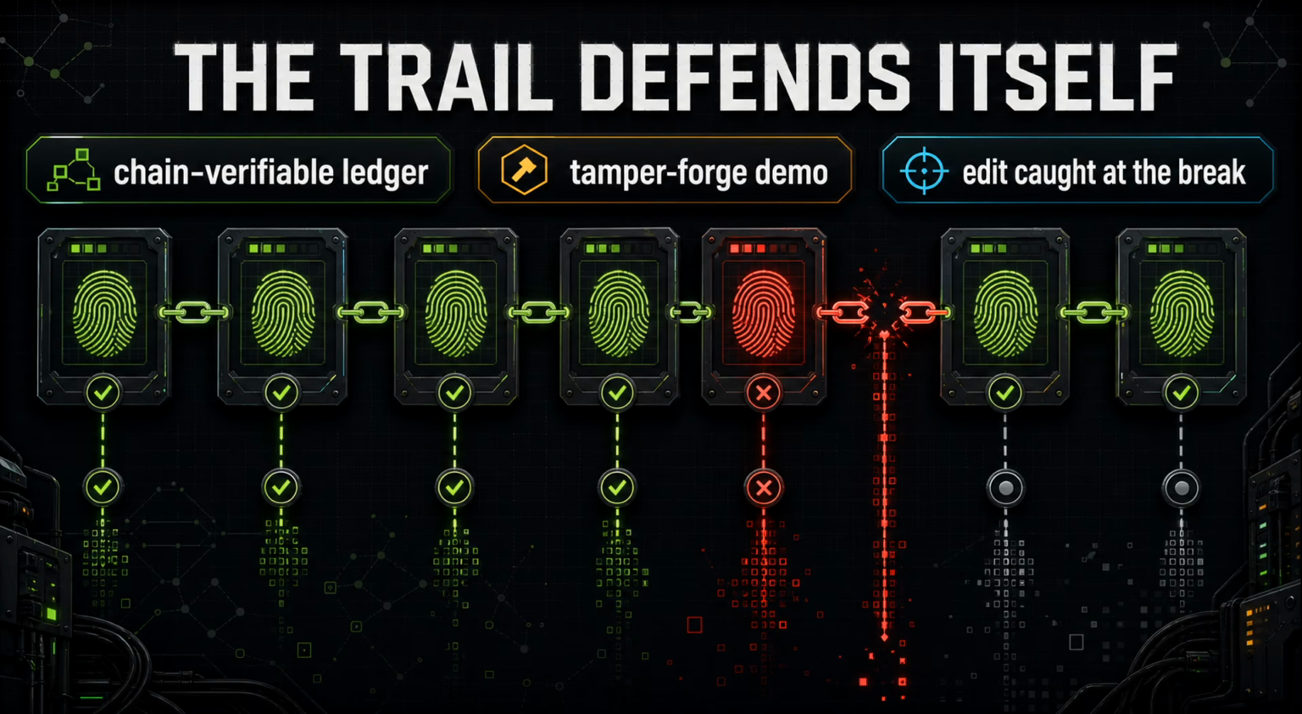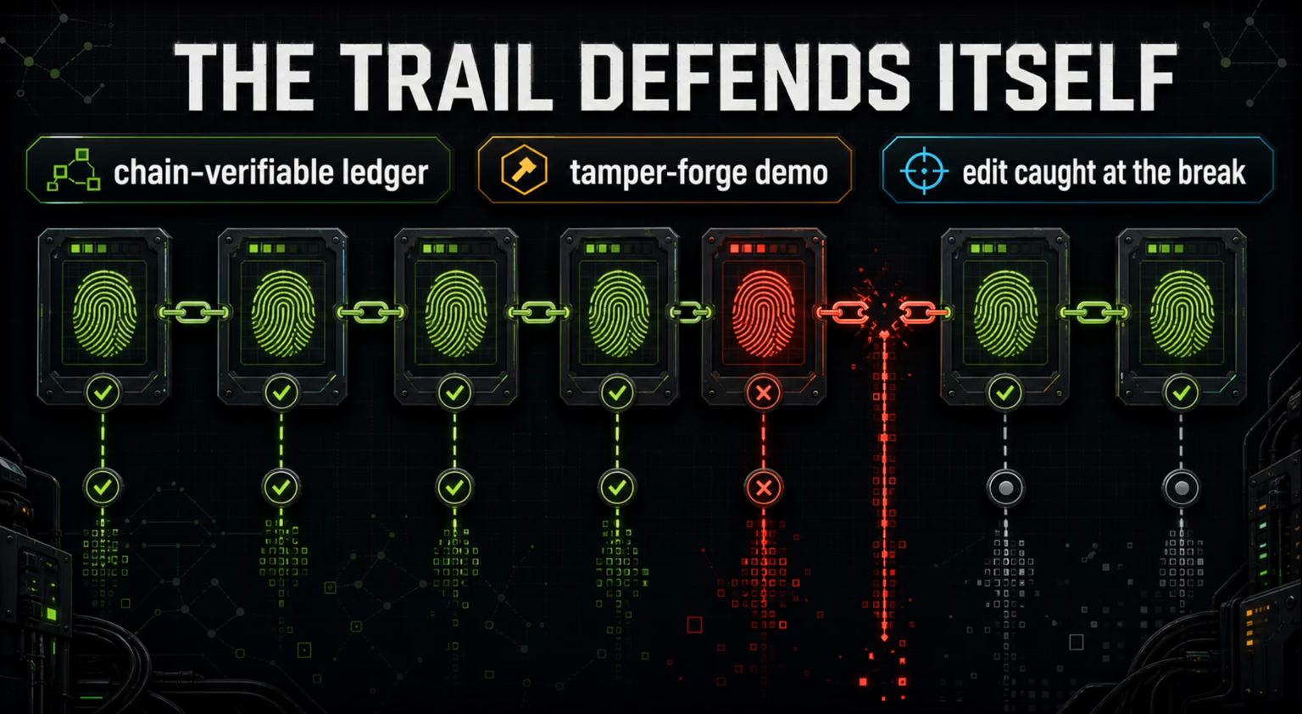After the invoice, one more property. The ledger is chain verifiable. You can walk it and confirm it has not been tampered with. So they actually test that, not just assert it. They ship a demo called TamperForge that attacks a real ledger, and it shows exactly where verification catches the edit. So the trail defends itself on purpose.